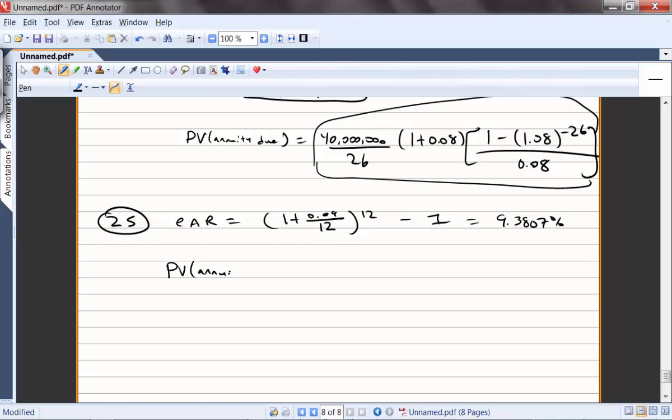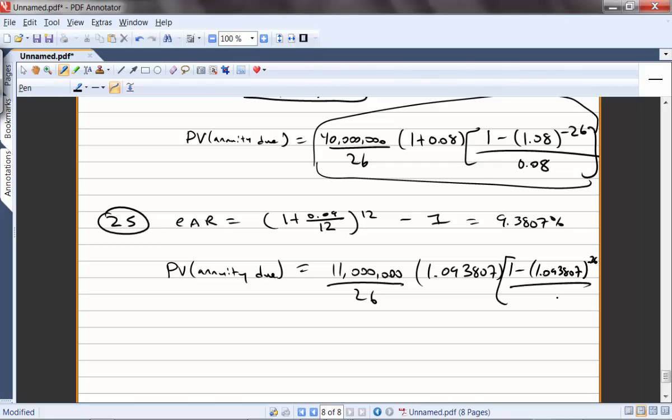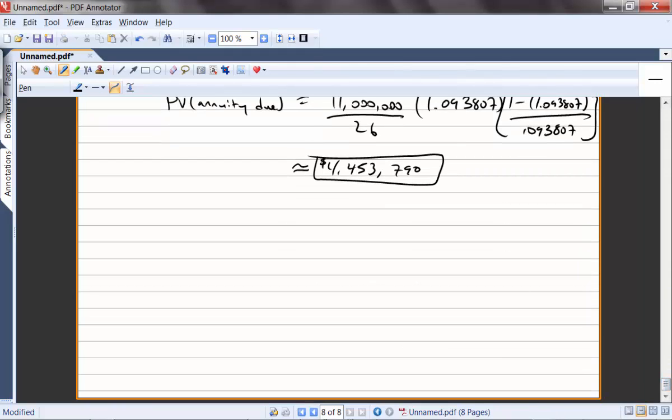If we use the formula from lecture notes, then we would have, what was it, 11 million, 26 equal payments, 1 plus 0.093807 to the power times 1 minus 1.093807 to the power of negative 26 all over 0.093807 close, and you calculate that and you're going to get an answer of 4,453,790 rounded to the nearest dollar. So you're using the effective annual interest rate here.